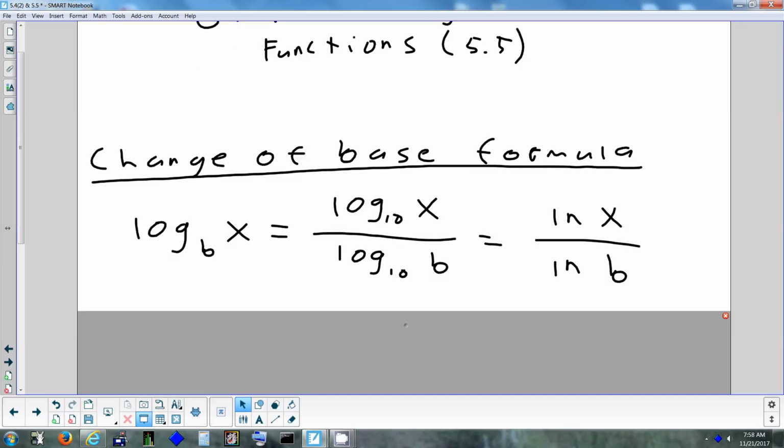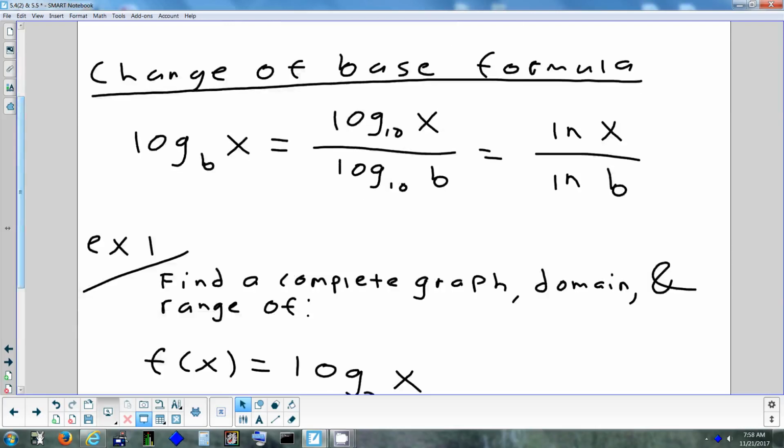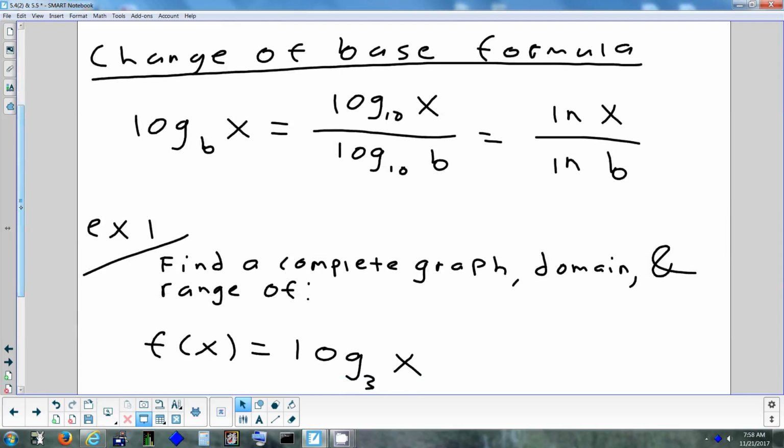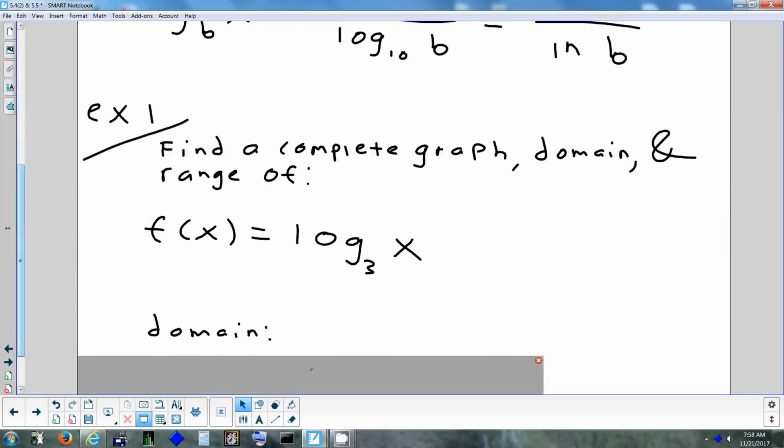Just stick with the same log. If you want to do all common log, I would always do it that way. If you want to do natural log, I would just always do it that way. Whichever way you want to do it. All right, so let's use the change of base formula to type that into the calculator, get a graph of it, and then find the domain and range.